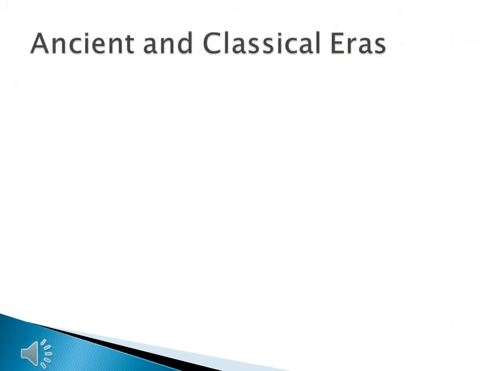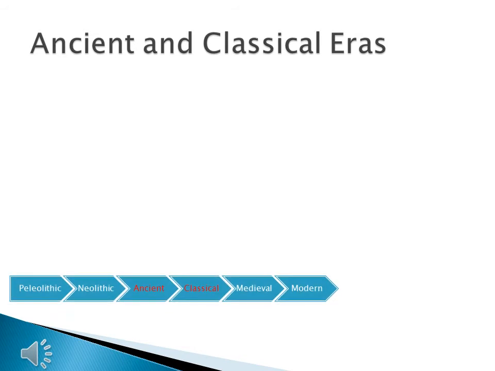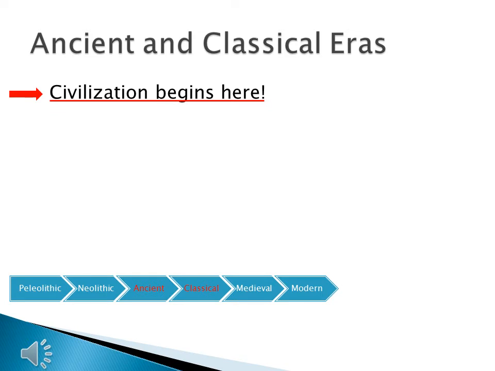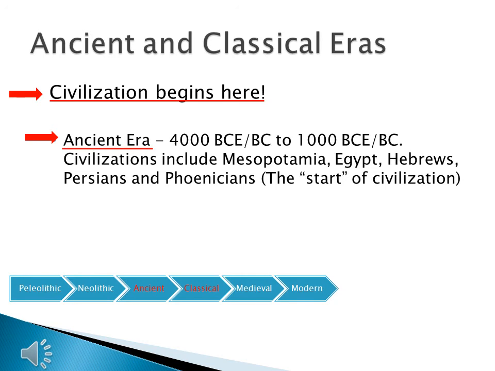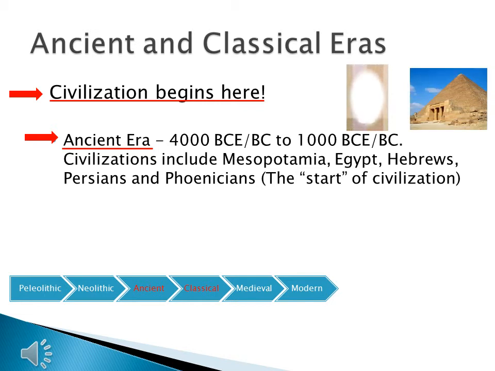The next two eras we're going to discuss are the ancient and classical eras, and this is where we begin to see civilization. We'll talk about what a civilization is in our next unit, but you already know a lot about these two eras. The ancient era civilizations are around from 4000 BCE to about 1000 BCE, and these are places like Mesopotamia, Egypt, the Hebrews, the Persians, and the Phoenicians. We call this time the start of civilization.